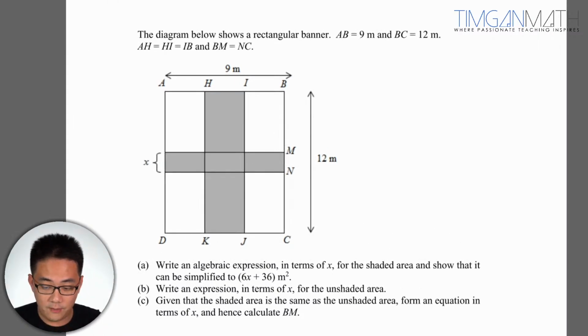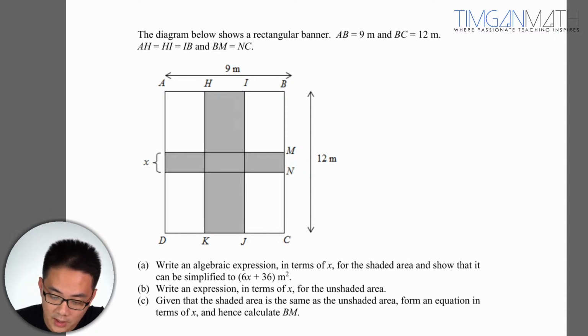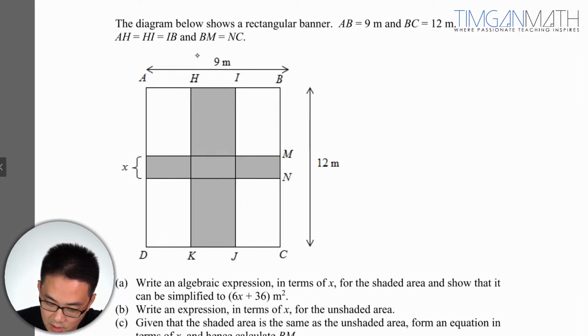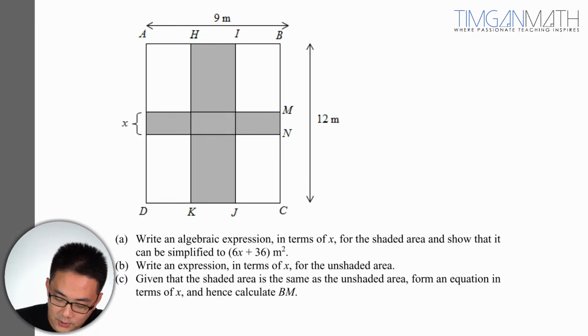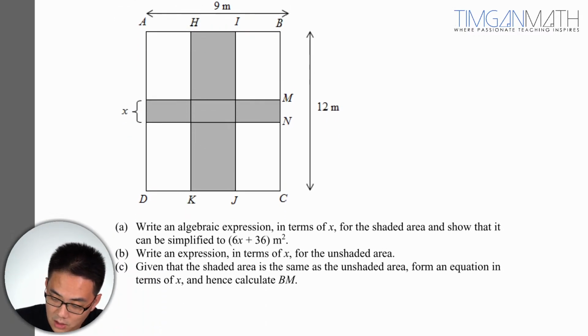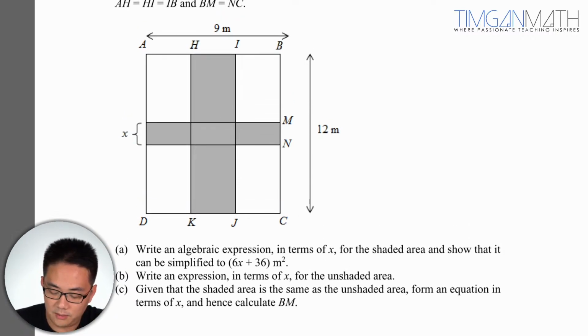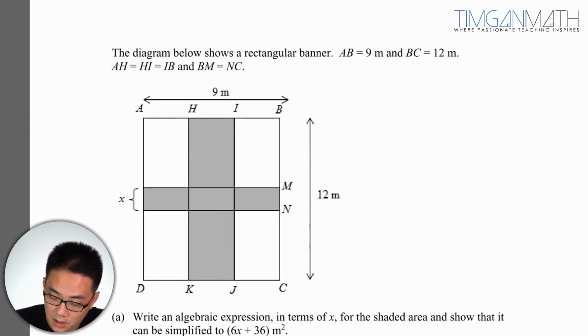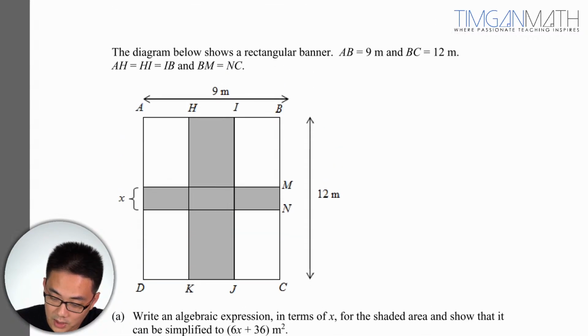So you're given a diagram, a rectangular banner. AB is 9 meters and BC is 12. AH, HI, IB are all the same. BM is equal to NC. So just look at the diagram and double check whether it's okay. Okay, great. Write an algebraic expression in terms of x for the shaded area, and ensure that it can be simplified as 6x plus 36. Let's see how we can do that.